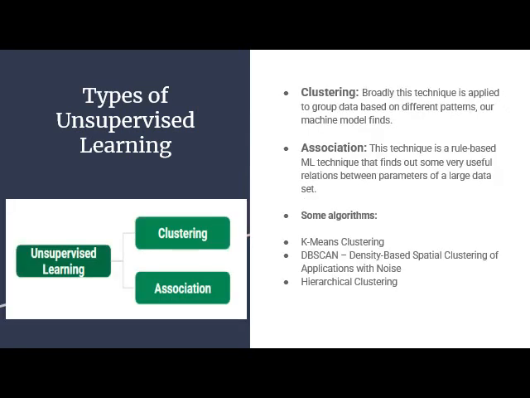Types of unsupervised learning are clustering and association. So what do we do in clustering? This technique is applied to group data based on different patterns, and our model finds different patterns. And in association, this technique is a rule-based machine learning technique that finds out very useful relationships between the parameters of the large data set. Some of the examples of unsupervised learning are k-means clustering, DBSCAN, and hierarchical clustering.